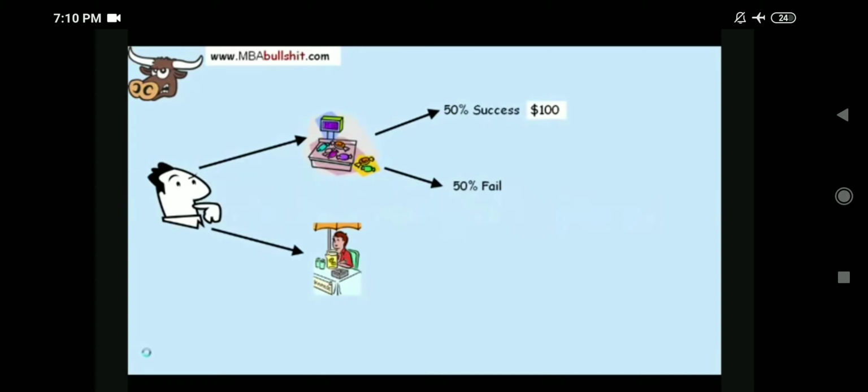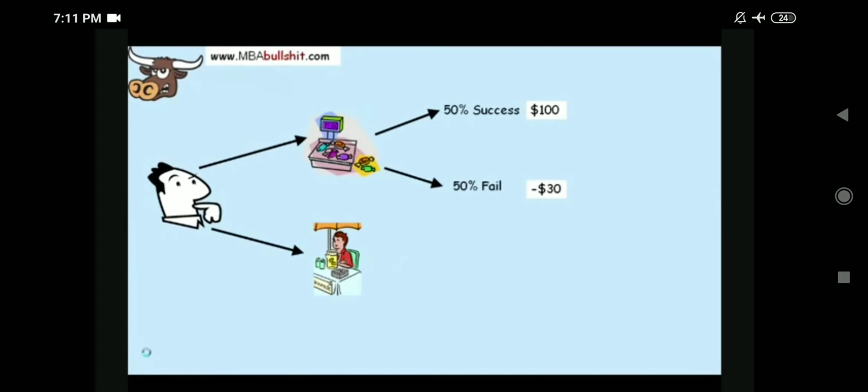But what if, let's take the story a step further. What if the candy shop had a 50% chance of success and also a 50% chance of failure? If your candy shop is a success, you would earn $100. If it was a failure, you would lose $30. See, that's a negative sign there, a negative 30.